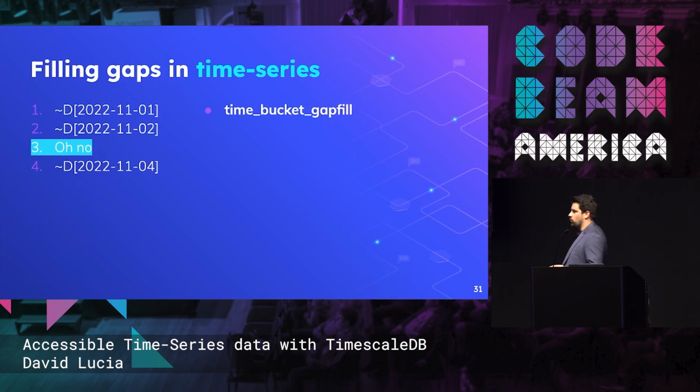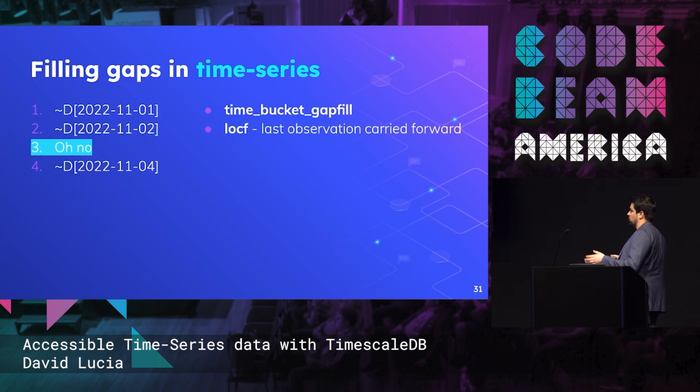OK, that's fine, but what about the data? Like, I'm missing data. What do I do about that? Well, we've got 2 functions we could work with. One is called last observation carried forward, which does exactly what it sounds like. It takes the timestamp before, grabs that value, and assigns it to the next. You might call this imputing in some contexts.